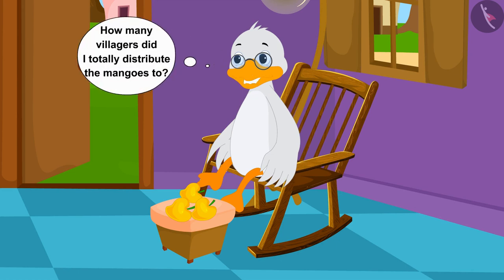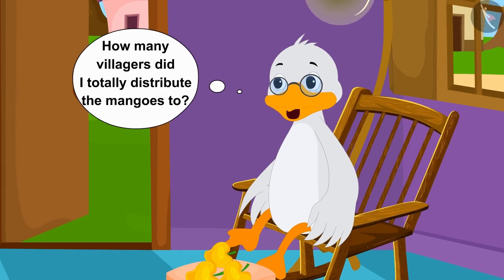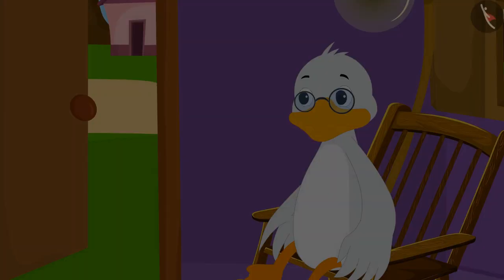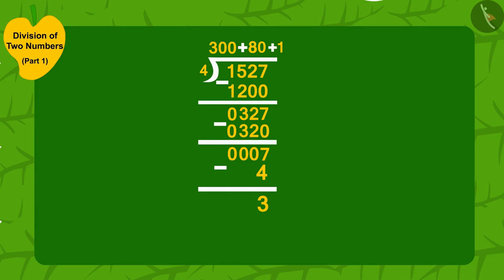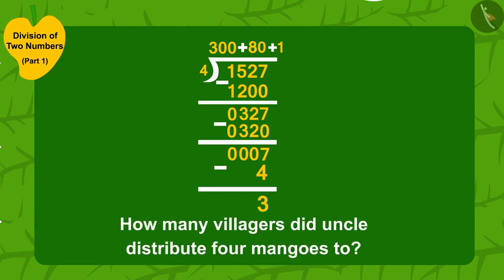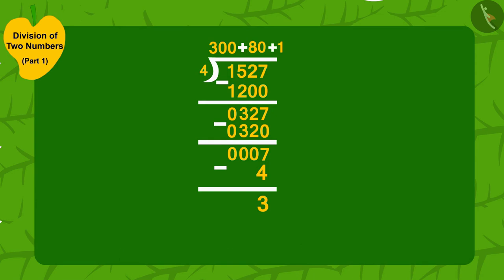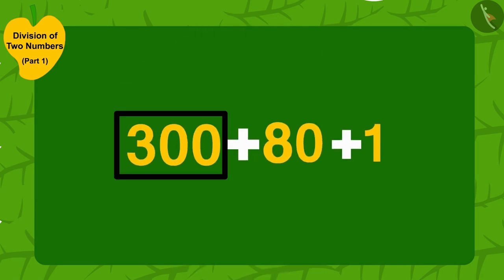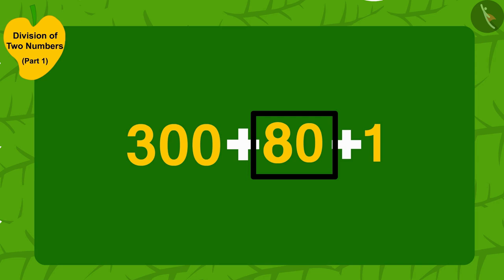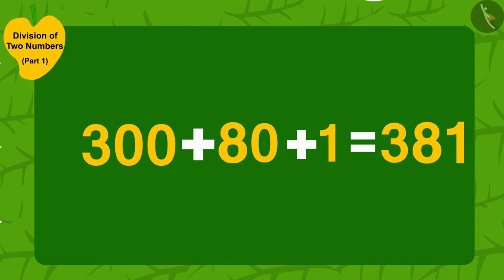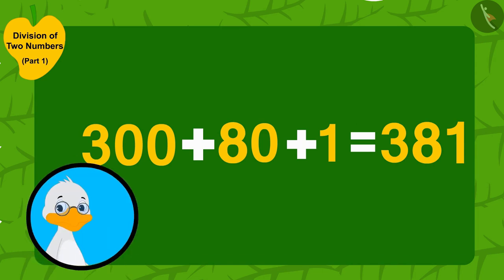But how many villagers did I totally distribute the mangoes to? Uncle thought. Children, can you find out how many villagers did Uncle distribute 4 mangoes to? To find out, we just have to add the numbers written here. We add 300 plus 80 plus 1. So we get 381. So Barbole Uncle distributed 4 mangoes each to a total of 381 villagers.